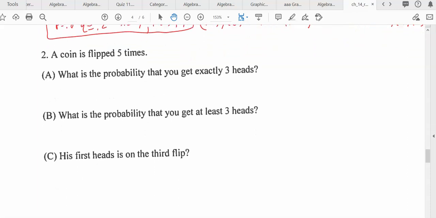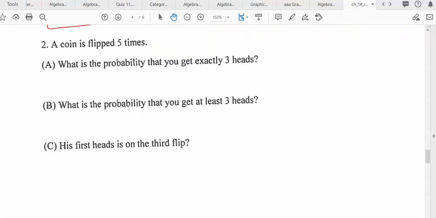A coin is flipped 5 times. What's your probability you get exactly 3 heads? So this is binomial, right? So we want exactly 3. So P, probability of success, is 0.5. Q is 0.5. I want heads. So probability of heads is 0.5.